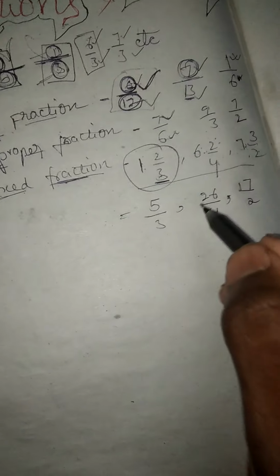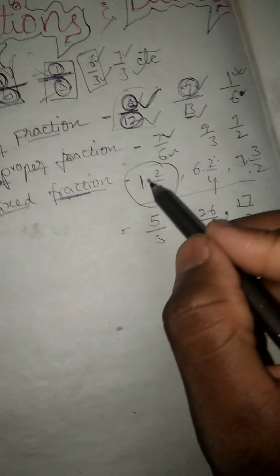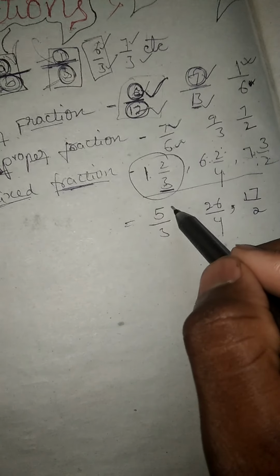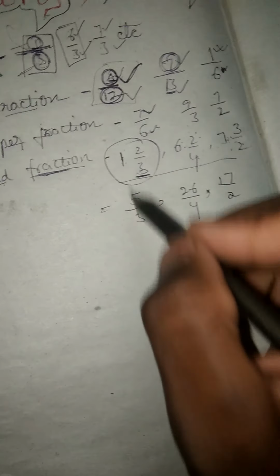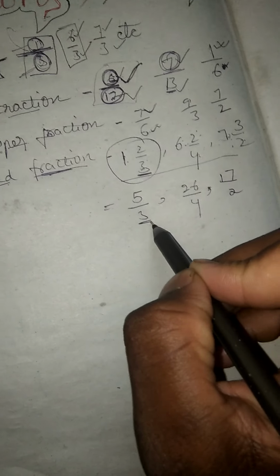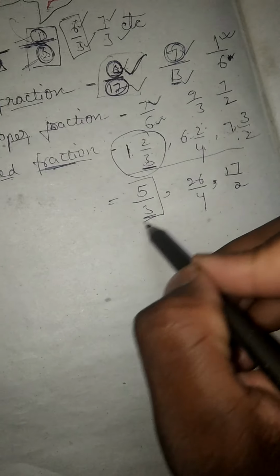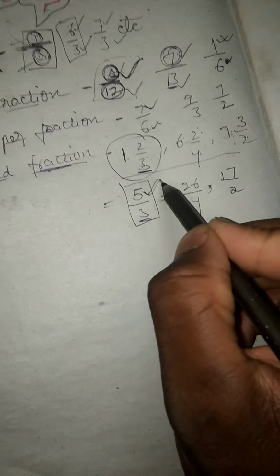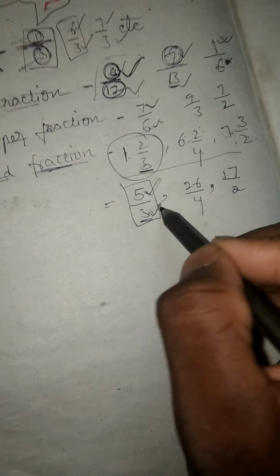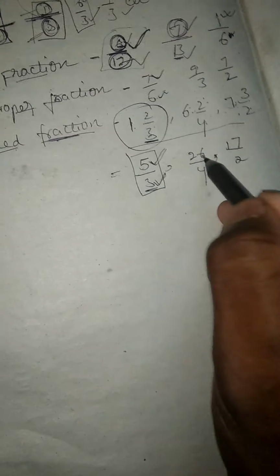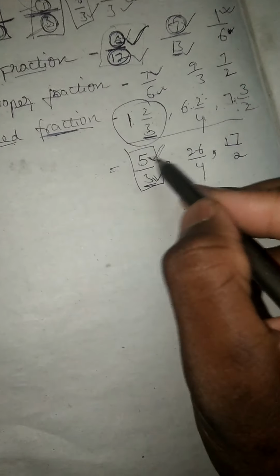This is very important. He gives in the sum as mixed fraction and we have to add them by changing the mixed fraction into proper fraction or improper fraction. This is improper fraction. Why? Because numerator is greater than the denominator, so it is called as improper fraction. We know that mixed fraction is changed into improper fraction. How to change the mixed fraction into improper fraction?